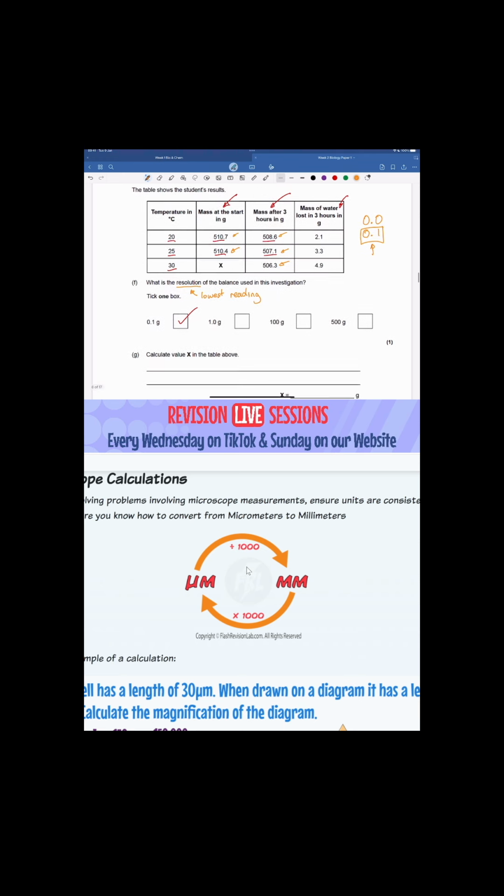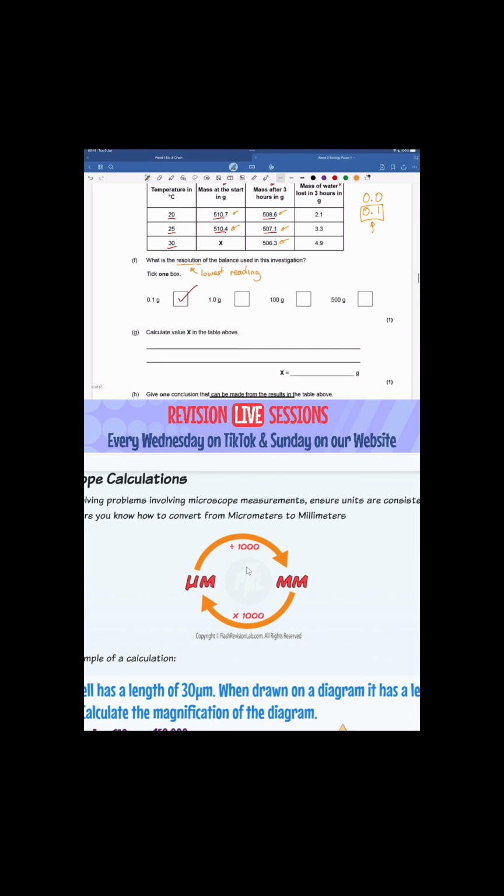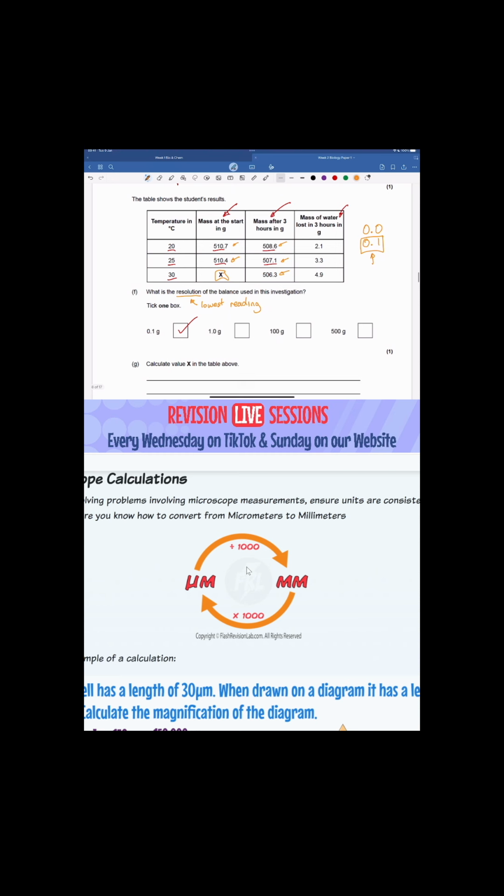And the question is, calculate the value of x in the table above. How do we calculate x? So I told you already, subtract this by this to get the last one. So to get the final answer, what you want to do is add the mass lost to the final mass.